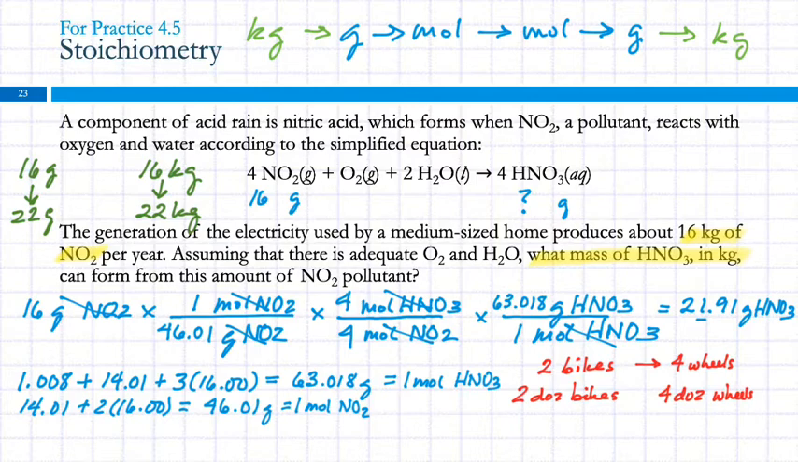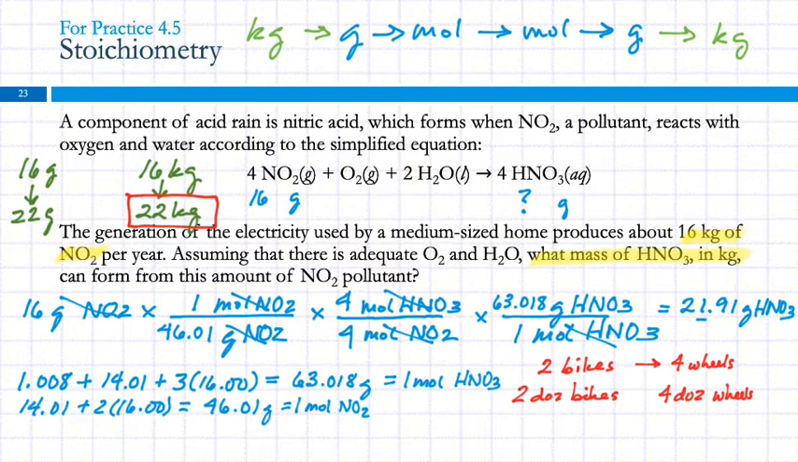So our answer is 22 kilograms. So the shortcut only works when the initial unit and the final unit are the same. So this was giving us 16 kilograms and asking for kilograms. If I had 16 kilograms and it was asking me for grams, the units are different. I can't do that.